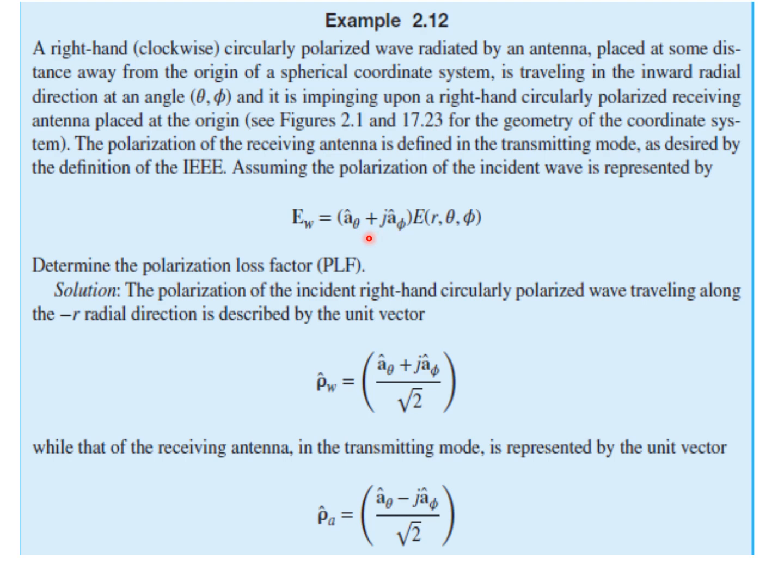Now the magnitude of the unit vector can be found, which is given by this. Rho_w will be equal to (a_theta plus j a_phi) divided by root 2. This root 2 comes from the square root of 1 squared plus 1 squared. So it becomes root 2 by the basic theory of vectors. We can find the unit vectors.